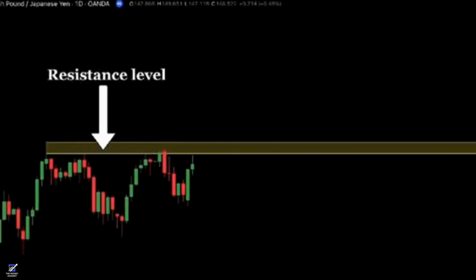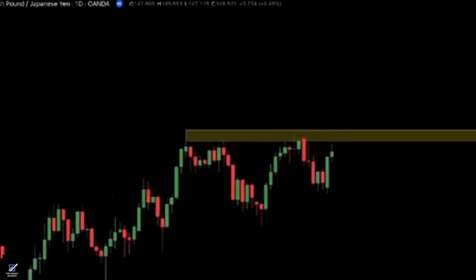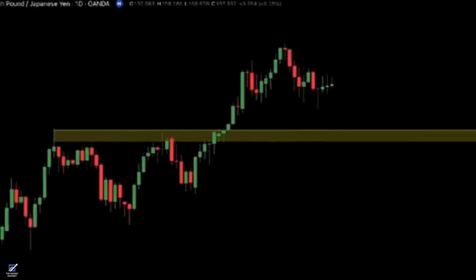Resistance is the opposite. It's a price level where the market stops rising and reverses downward. It represents an area where sellers step in, preventing price from going higher. Just like support, resistance is confirmed when price touches the same area multiple times without breaking above it. If price eventually breaks through resistance, that level can turn into support.